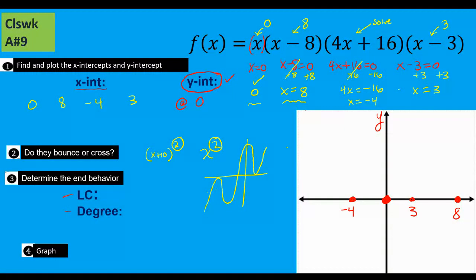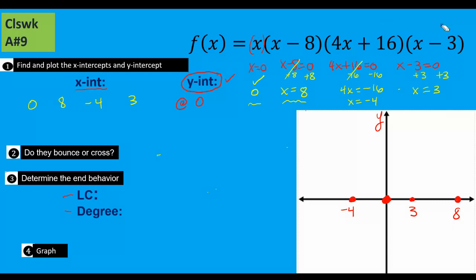So to know if it bounces, you just look at the original equation and see if anywhere there's an exponent. So you're looking right here, right here, right here. You're looking for an exponent of 2 or 4, and there's not one there, so there's no bounces. So the graph is going to go through the x-axis at all our red dots, so no bounces.